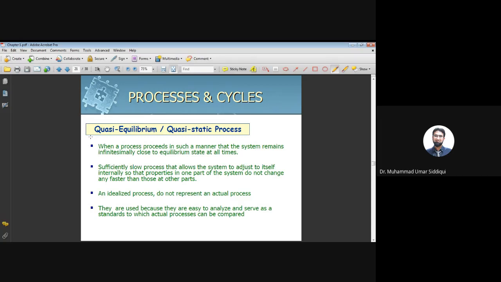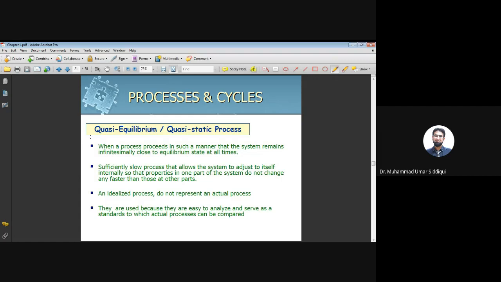So when we say quasi-equilibrium, quasi-equilibrium means fake equilibrium, false equilibrium, something that looks like it is in equilibrium, but in reality, it is not in equilibrium. The hour needle looks like it is stationary, but in reality, it is not stationary. It looks like it is in equilibrium, but in reality, it is still in motion. Do you understand the concept here or not? Yes, sir. Okay. So when we say quasi-equilibrium or quasi-static process, we mean a process which looks like it is stable. It looks like it is in equilibrium, but in reality, it is not in equilibrium.